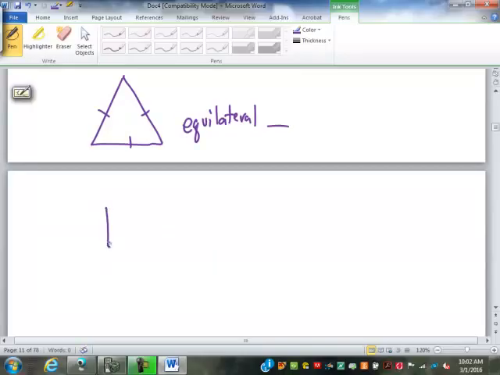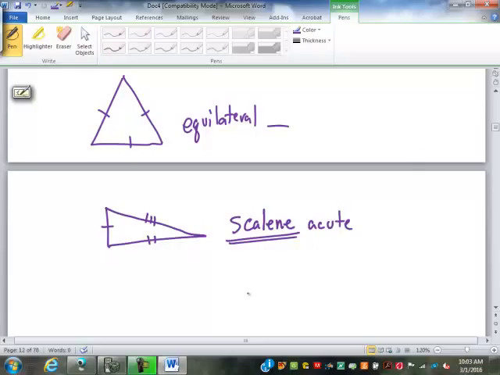What do we call it then when a triangle has three sides that are all different? Does anybody know? Scalene. Now this one would be scalene acute because there's no obtuse angles. But just like isosceles, we're going to have scalene acute, we're going to have scalene obtuse, scalene right. We're not going to get into all those because you guys can figure that out.